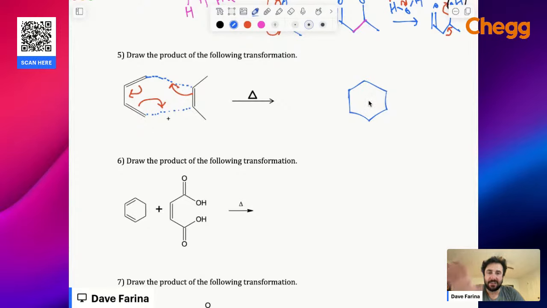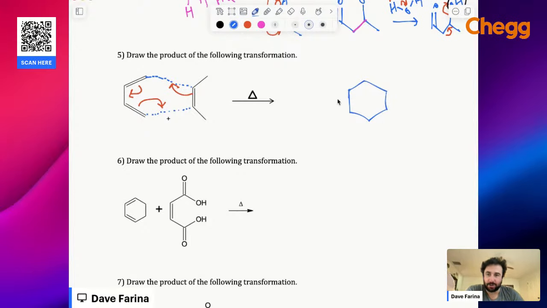If you're drawing a Diels-Alder product and you don't have a 6-membered ring, something went wrong. We know that we have a 6-membered ring. That's what Diels-Alder does. So here's our 6-membered ring. These 4 that were on the diene are there, and then these 2 that were on the dienophile are there.